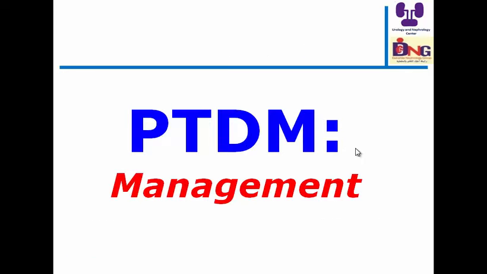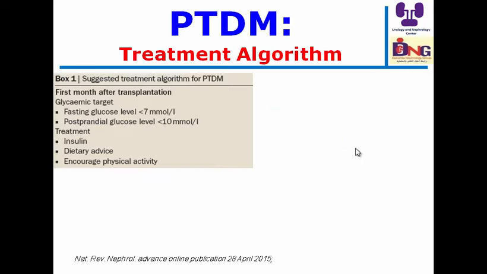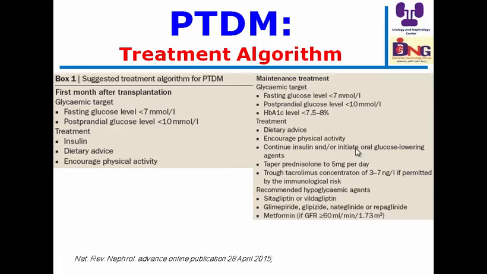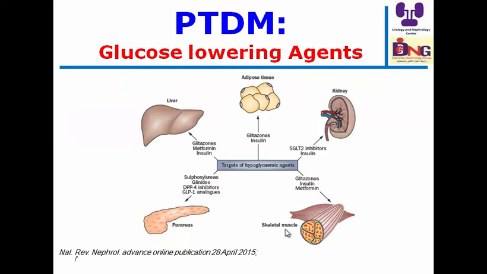How to manage? As I mentioned before, if we diagnose hyperglycemia in the first week of transplantation, we should think of insulin first. And after that, we can follow the lifestyle modifications and other drugs. And the recommended drugs, as you see in this slide, are sitagliptin, vildagliptin, glimepiride, nateglinide, repaglinide, glipizide, and metformin may be used if estimated GFR is above 60 ml per minute.